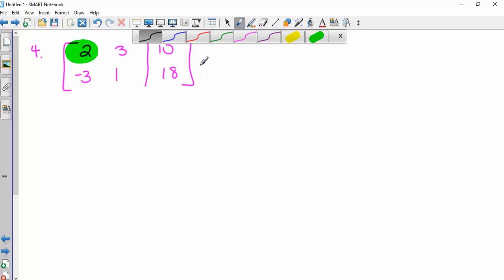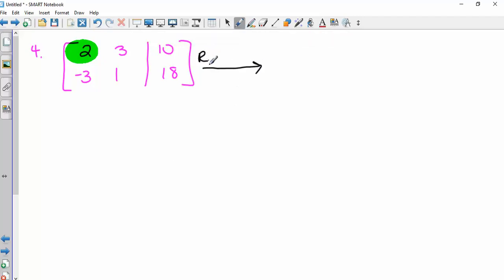Okay. It doesn't always give you the nicest answer, but it always works. If you need a 1, just multiply by the reciprocal. It's a 2, so I'm going to take that row times 1/2. So 2 times 1/2 is 1, 3/2, 5.